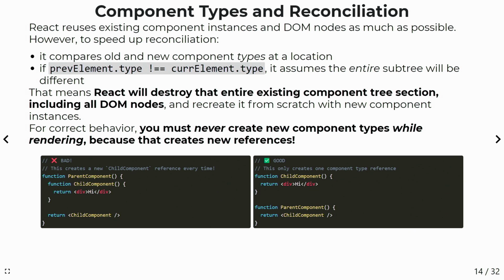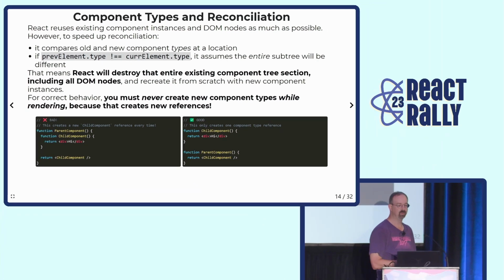Now, when React is trying to figure out what's actually changed, it takes a couple shortcuts to speed up this process. And one of those is, if you change the type of the component at the same spot in the tree, it just assumes, oh, well, this has changed. Everything inside of there has changed. Let's just blow all that section away and recreate it from scratch. But that means you do have to be careful.